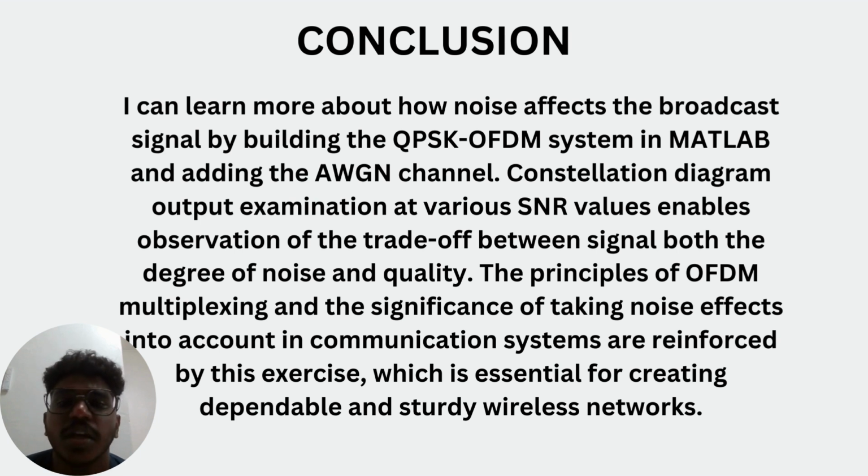From the conclusion, I can learn more about how noise affects the broadcast signal by building the QPSK OFDM system in MATLAB and adding an AWGN channel. Constellation diagram output examination at various SNR values enables observation of the trade-off between the signal, the degree of noise and quality. The principle of OFDM multiplexing and significantly taking noise effects into account in communication systems are reinforced by this exercise, which is essential for creating a dependable, sturdy wireless network.